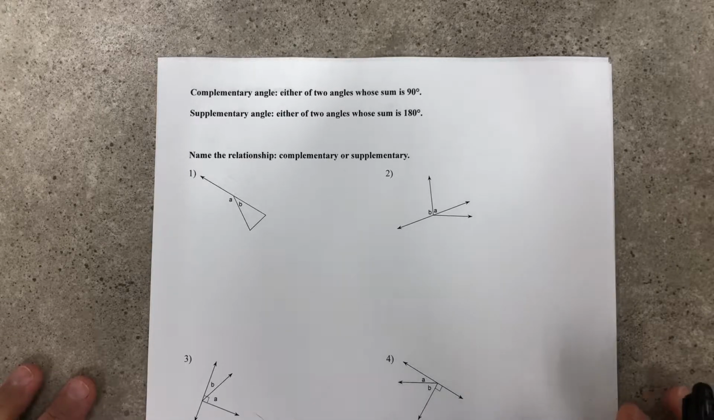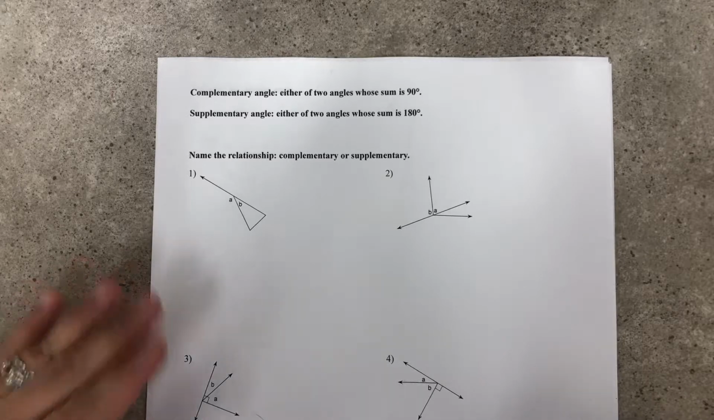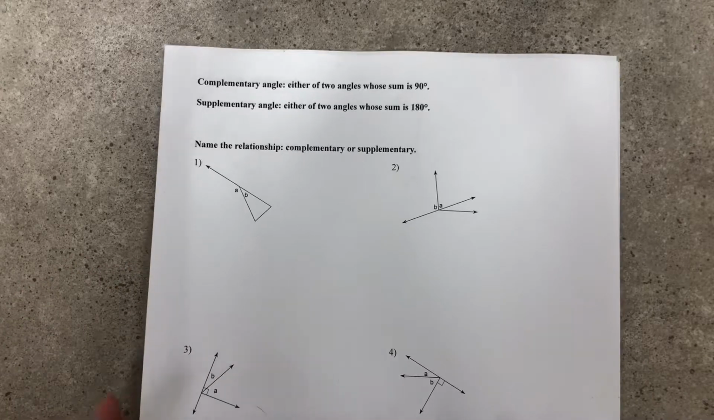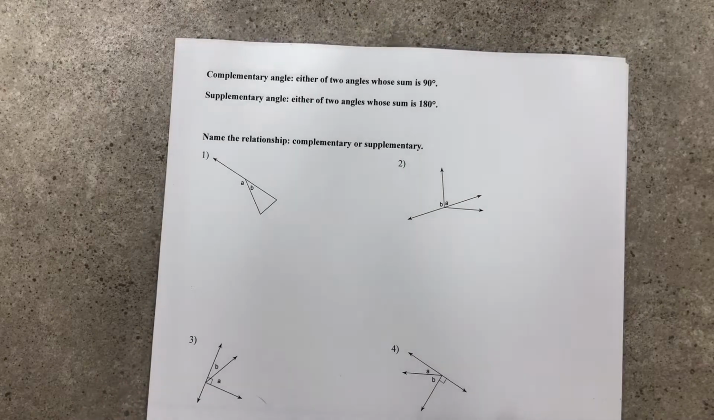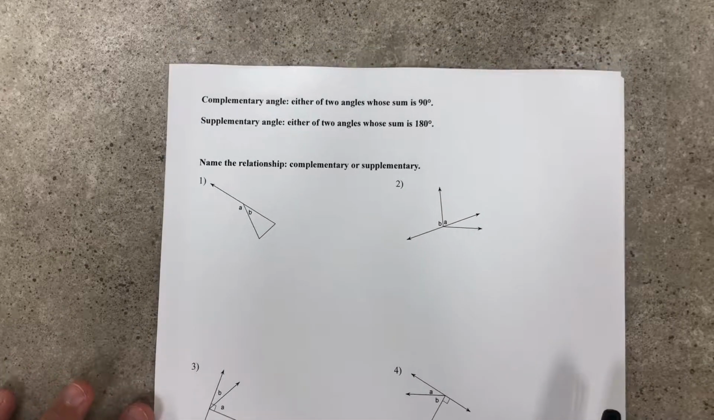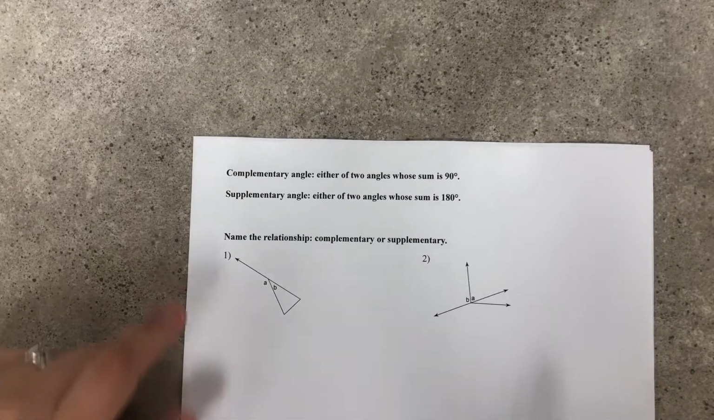Okay, in this video, we're going to talk about complementary and supplementary angles. We're going to talk about how to identify them, how to solve for missing angles, and how to solve for x. So, I have up here just the definitions of the two.